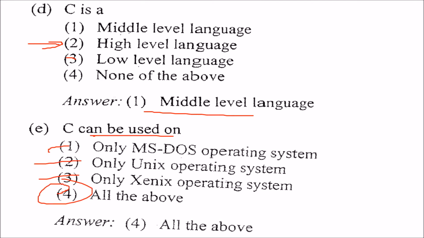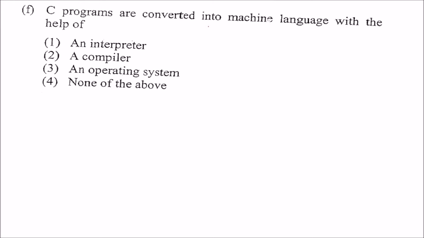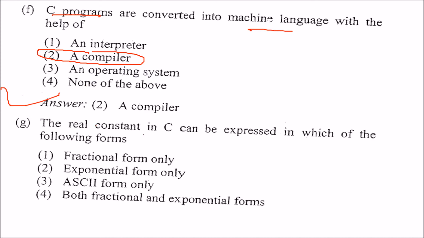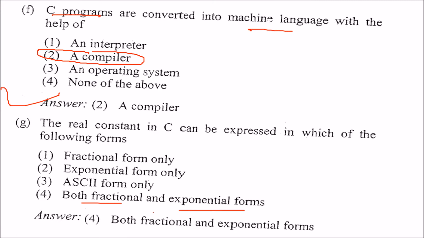C can be used anywhere, so the answer is all of the above. C programs are converted into machine language. This is not a question of only C programs. Any program, C, Java, or any of these, will be converted to machine language by that language's compiler. So the answer will be compiler. Next, the real constant in C can be expressed in which of the following forms? It can be expressed in fractional as well as exponential form, depending on how big the number is. So both fractional and exponential forms is the answer.